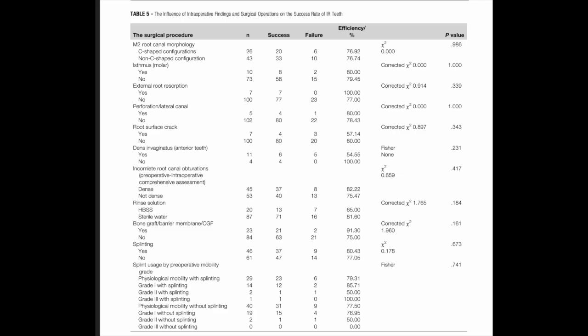The primary reason was vertical root fracture, representing 75% of the cases, and the intraoperative findings such as surgical materials, rinse solution, bone graft materials, concentrated growth factors, and postoperative splinting had no significant impact on the success rate.